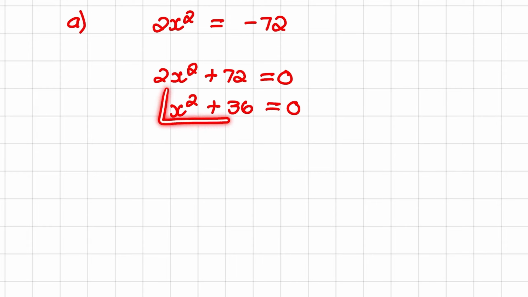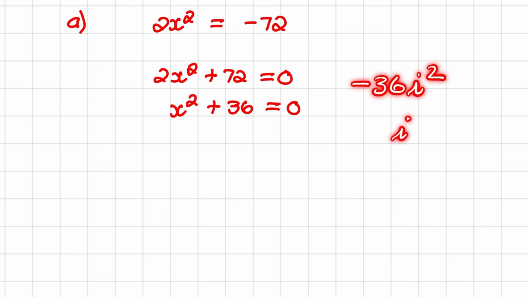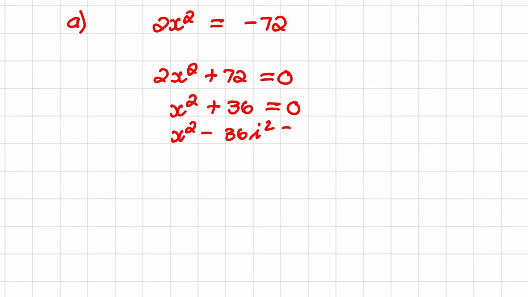Normally you would not be able to factor this expression because it's not a difference of two squares. What we can do is rewrite plus 36 as negative 36 times i squared, where i squared is equal to negative 1. So we'll have x squared minus 36i squared, which now is a difference of two squares. And when I factor that, I have x minus 6i times x plus 6i.